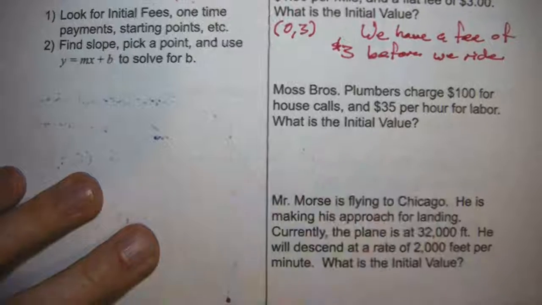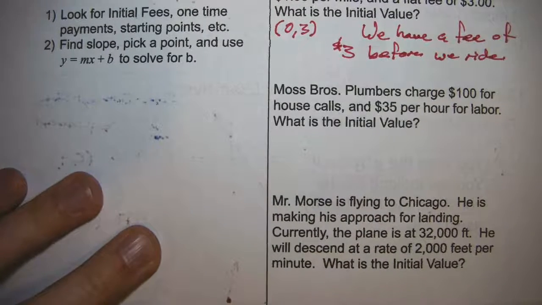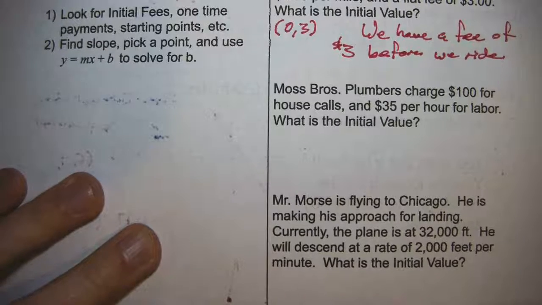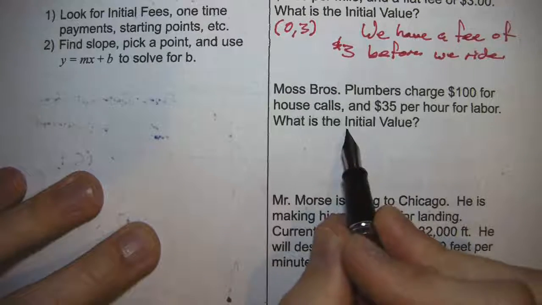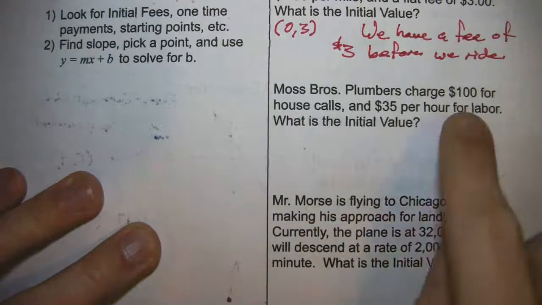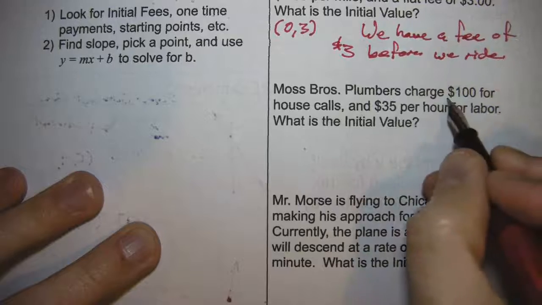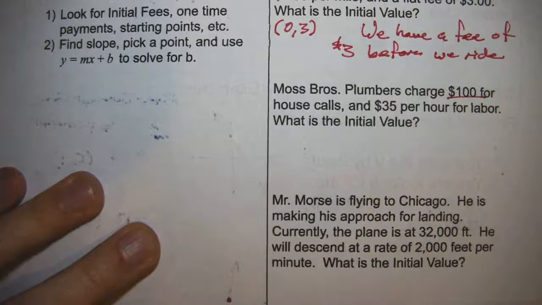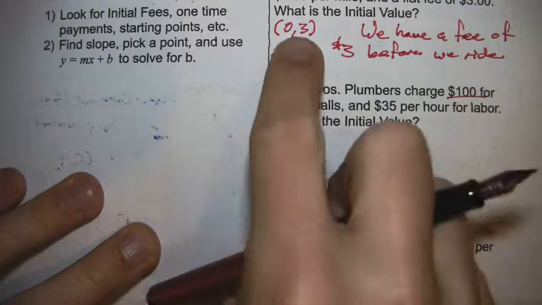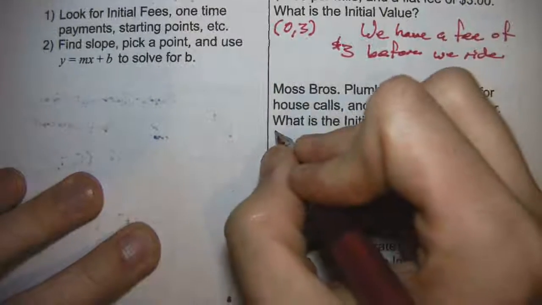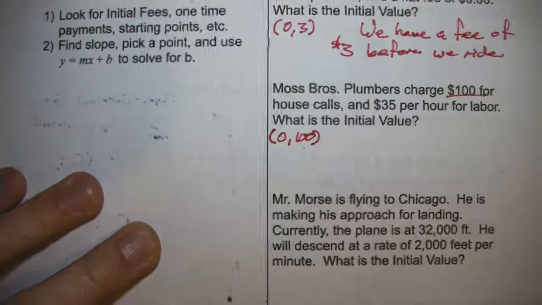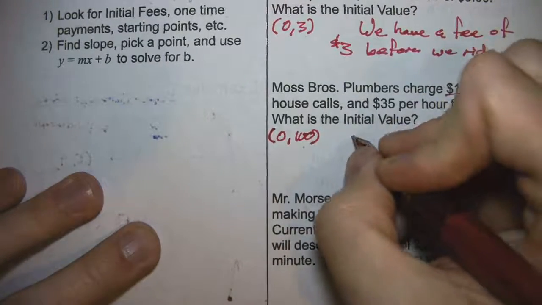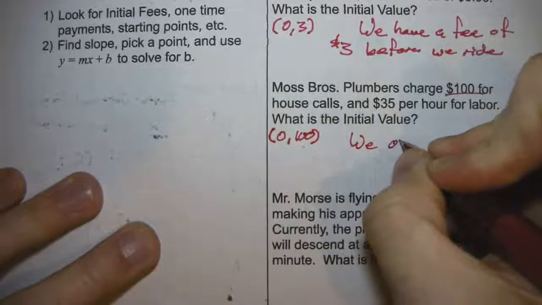All right, let's try another one. So Moss Brothers Plumbers charge $100 for house calls and then $35 per hour for labor. All right, what's the initial value? Well, notice $35 per hour, that's a rate. And we're not looking for rates, we're looking for y-intercepts, initial values. And it's right here. They're going to charge you $100 for that house call up front before any work is done. So if we're going to write it as a y-intercept like we did here, we would write it as (0, 100).